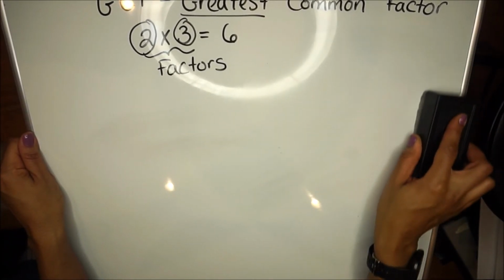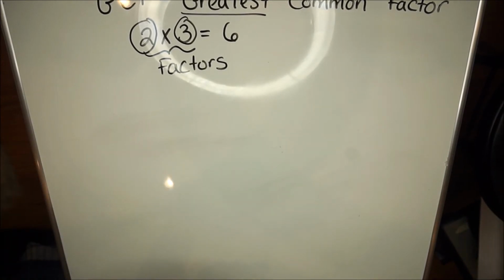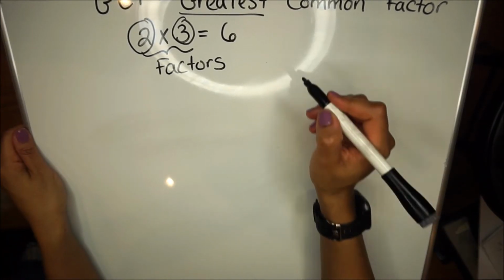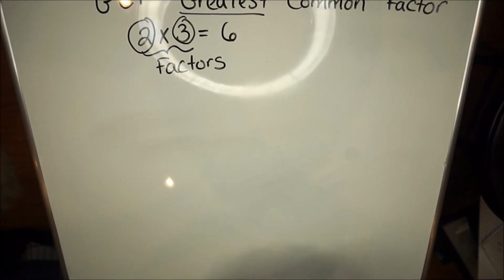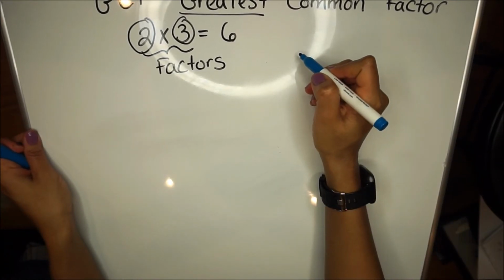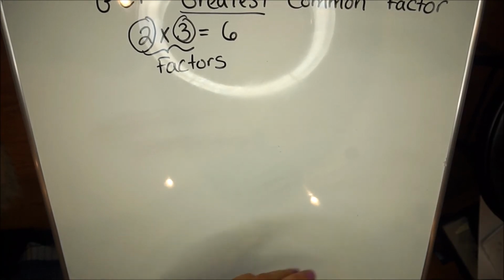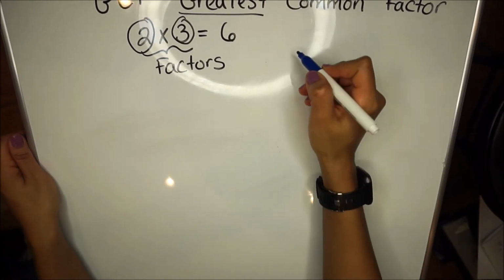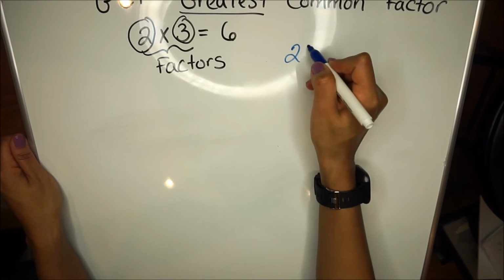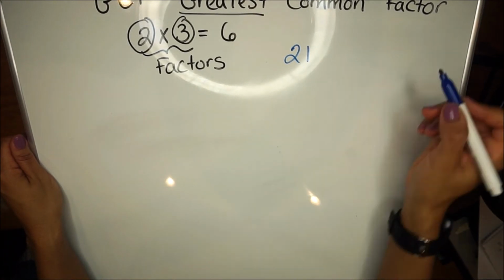We're going to try together. We're going to do 21. I'm going to try a different color. Let's do blue. Hopefully you can see it here. I think you may not be able to see it with this blue. So I'm going to try this one. 21 and 30.